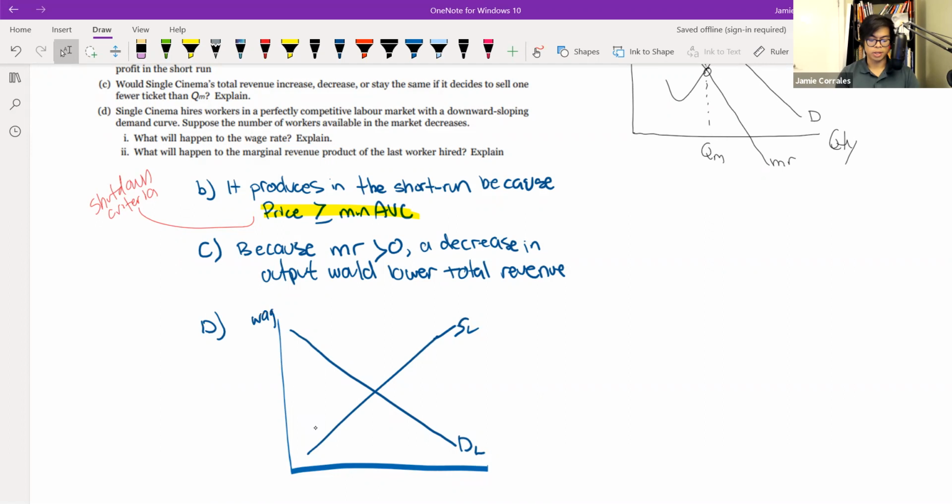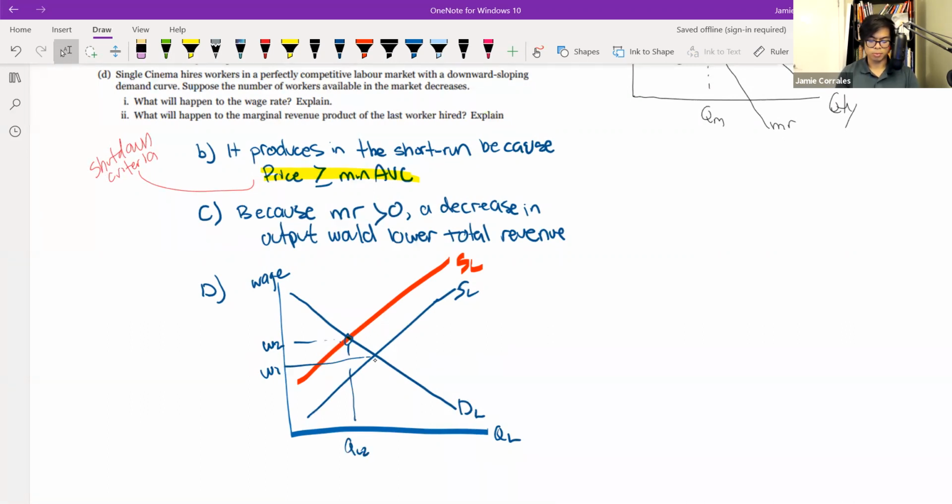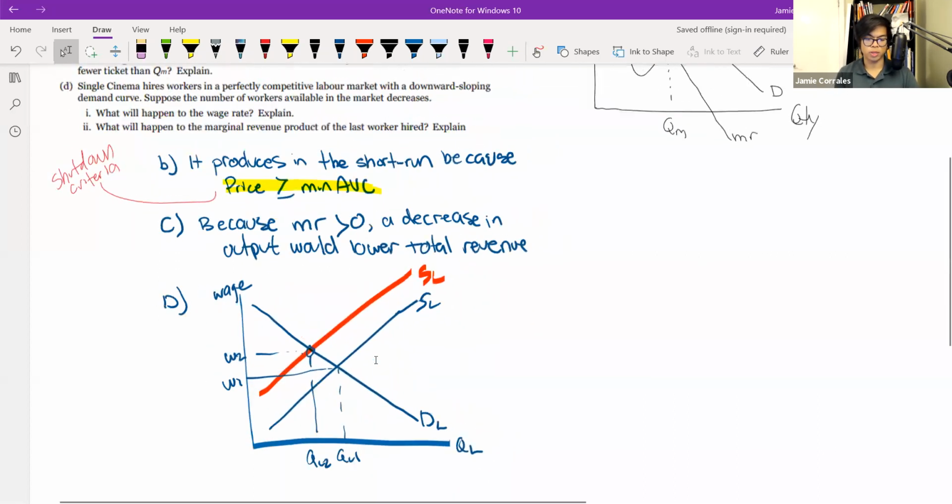We've got wage on the y-axis and quantity of labor on the x-axis. So if there are fewer workers available, that would be a shift up of the supply curve. Okay. And as a result, we're going to get higher wages. If that's W2, dude, where's my marker? W1, QL1 or QL2, this is QL1, okay? So what will happen to the workers?